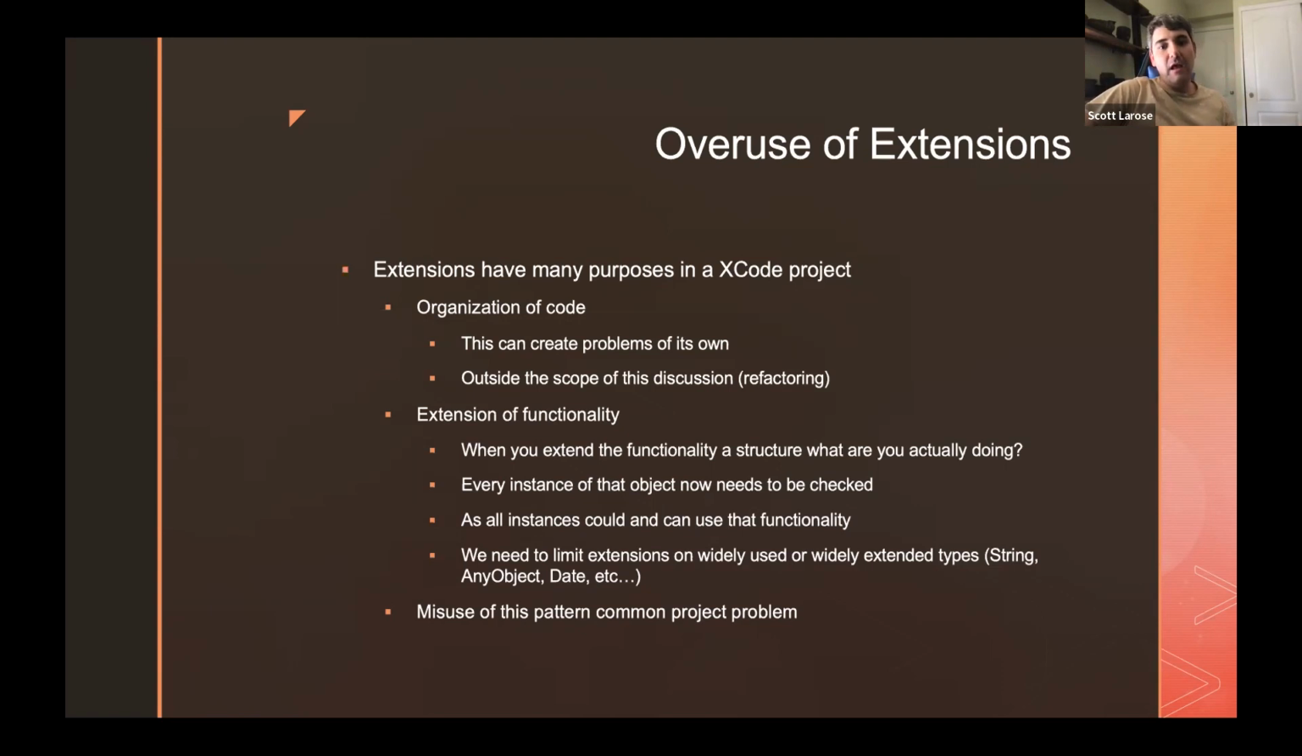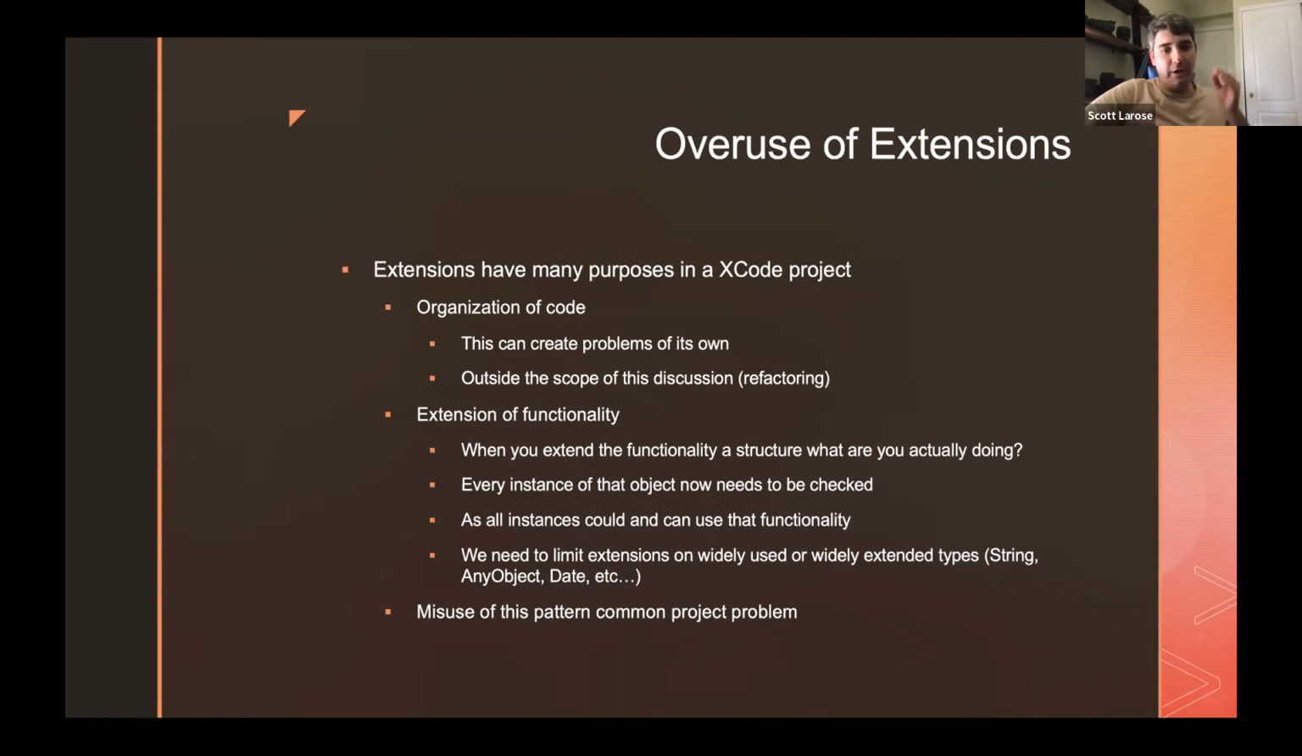Extending functionality, to a string or a structure or a base type, what are you really doing? Well, every instance of that object at compile time now needs to be checked to make sure that it has the ability to use that functionality. So if you add something to a string, when a compiler pushes that token onto the stack, it now has to check that as a rule, in the same way that it would check to see if you were using isEmpty or size correctly.